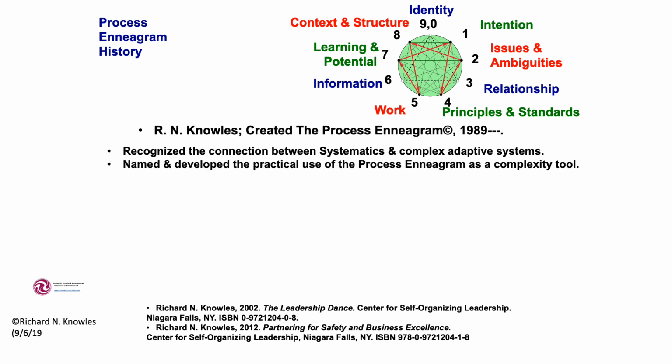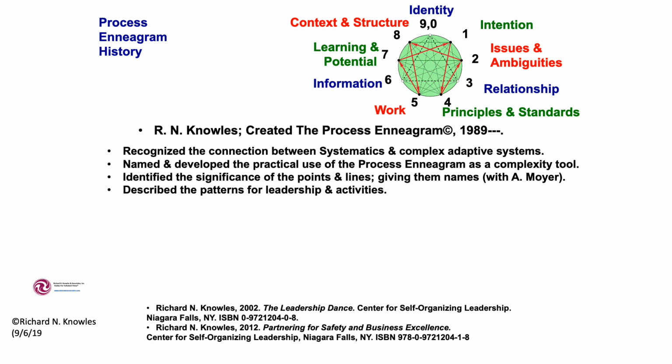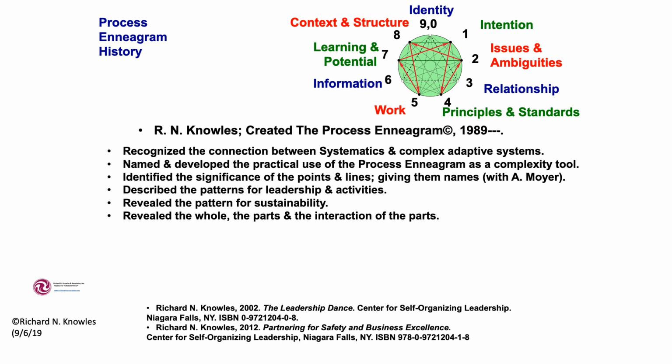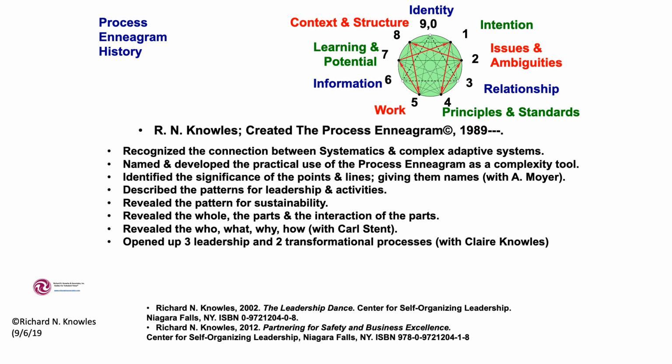I named and developed the practical use of the Process Enneagram as a complexity tool. So it's a tool to use at the level of complexity, so it's the right tool at the right level. I identified the significance of the points and the lines, and I did some of this with Andrew Moyer, who was also an associate of Blake. Described the patterns for leadership and activities, revealed the pattern for sustainability. We could see the whole and the parts and the intersection of the parts. We talked about who, what, why, and how things are happening, and I did that with Carl Stent.